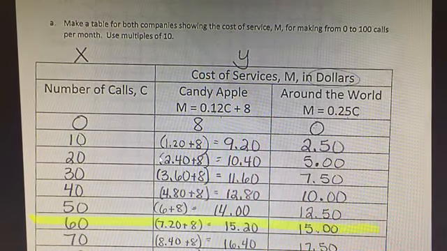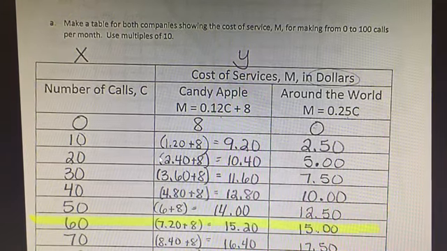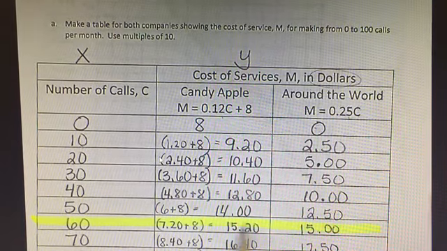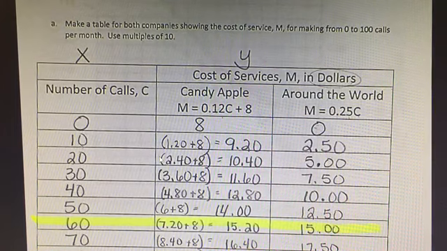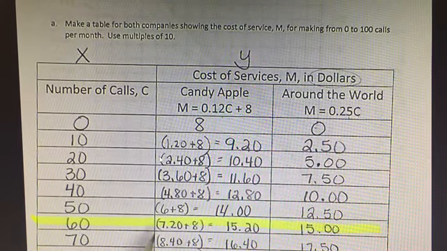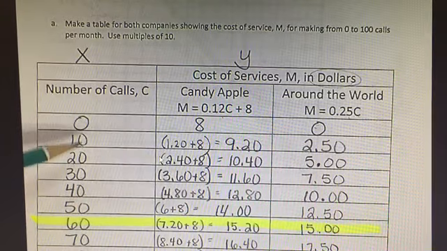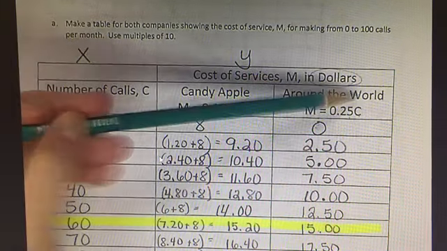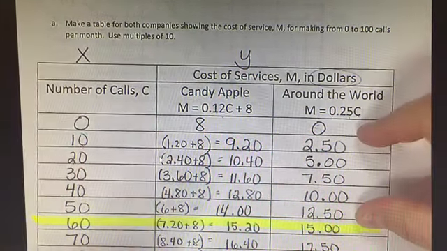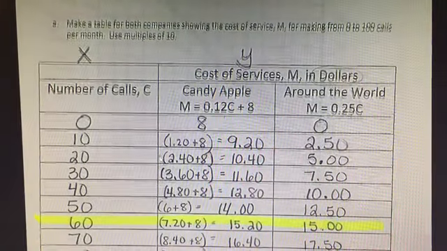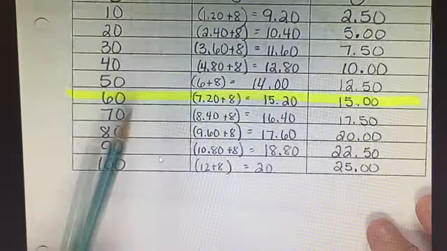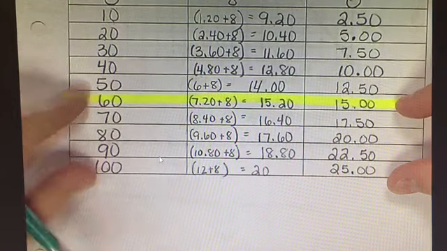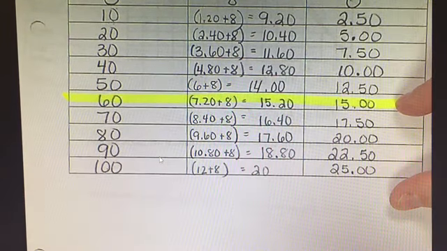Okay, so really it's probably like 48 and a half phone calls or something like that. So you're looking for at what point are both of these the same price? That's your break-even point. Okay, so who is better when you have less than the break-even? So these calls are less than our break-even point. Around the World is cheaper for these numbers. And above that break-even point, if you made more phone calls, we would compare these pieces and say, oh, it's cheaper if we did Candy Apple.